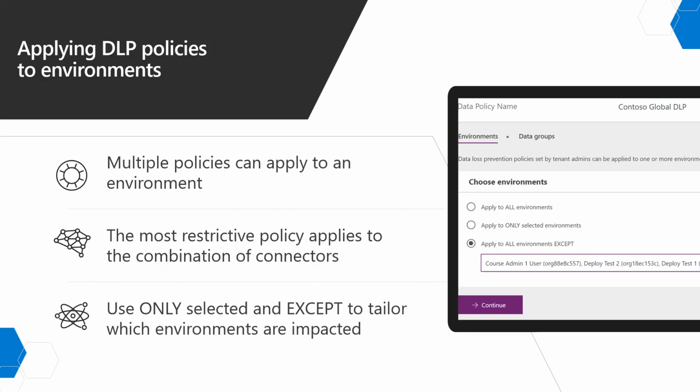So DLP policies should be customized for each environment. You could have one blanket policy for all environments, so you could use all except. You could do a most restrictive policy applies to a combination of connectors. So you would have a policy across the whole organization and then have exceptions based on those particular needs.